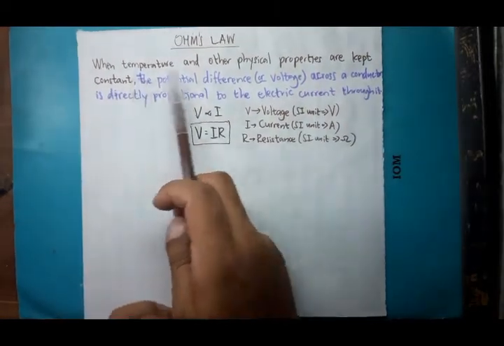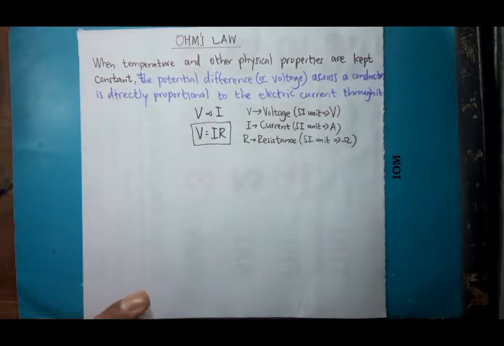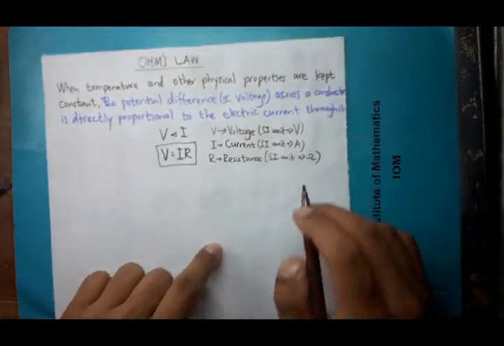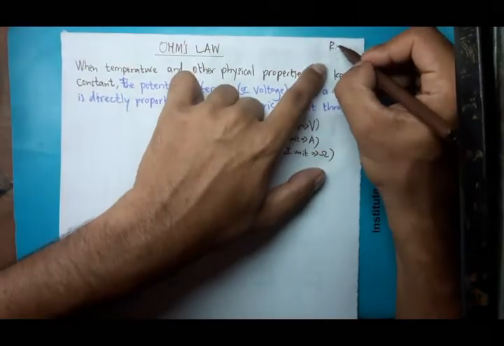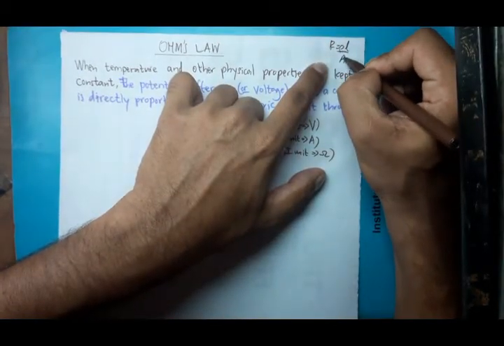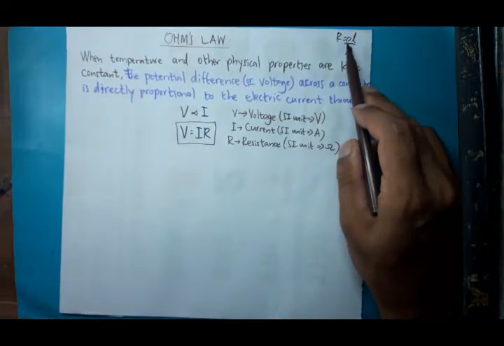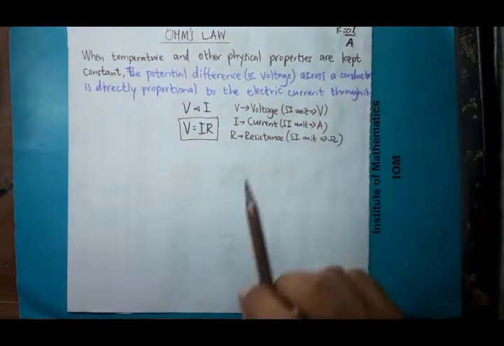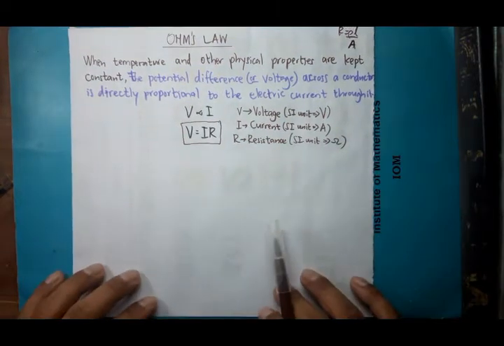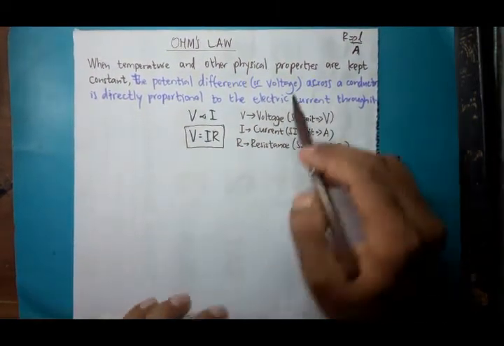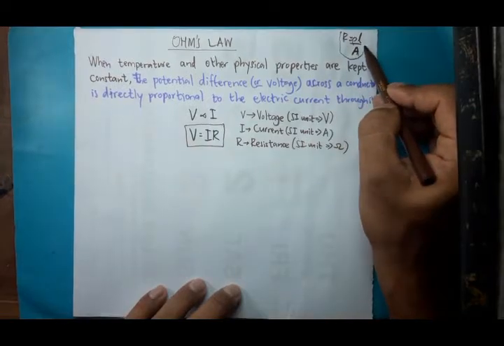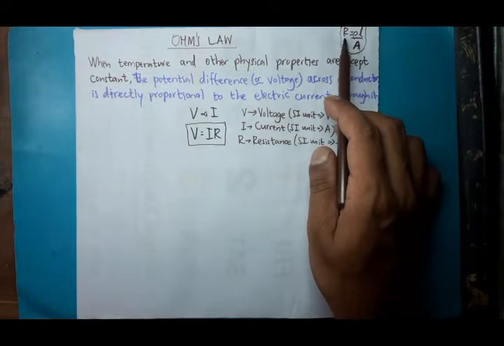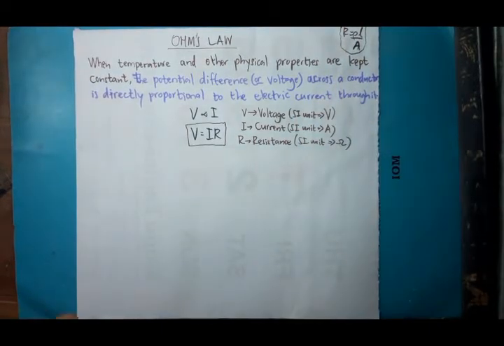Now when you say temperature and other physical properties, they're actually speaking about a resistor, the factors which affect the resistance. Now we know the equation for resistance, that is R equals rho L over A. So when you say temperature, we know resistivity is affected by temperature, and other physical properties, the length, the area, and the nature of the material. Okay, so indirectly it speaks about resistance. So when you keep all these temperature and other physical properties constant, that's an indication that resistance is constant for that particular conductor.